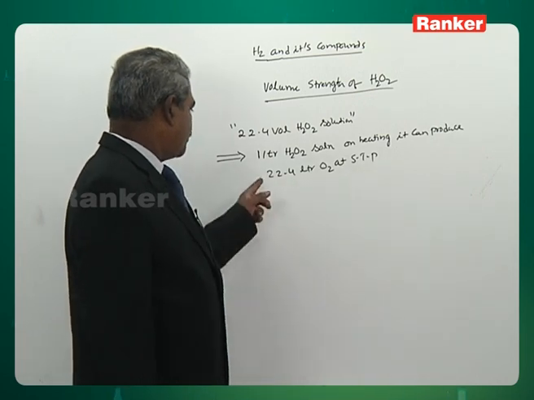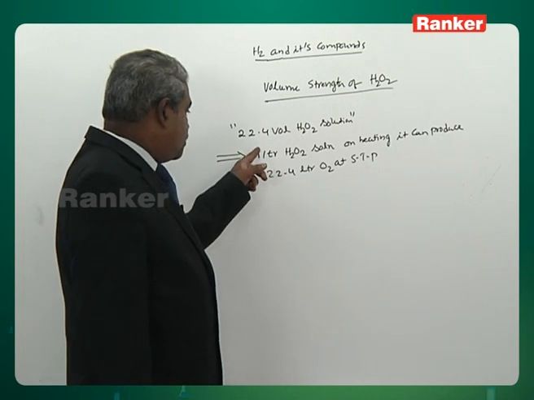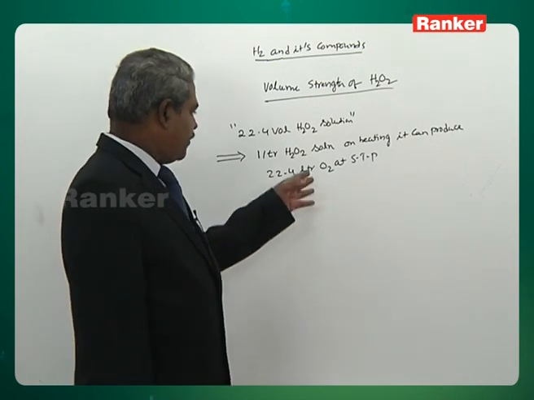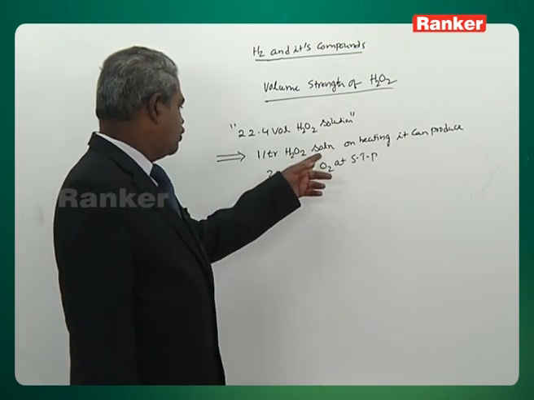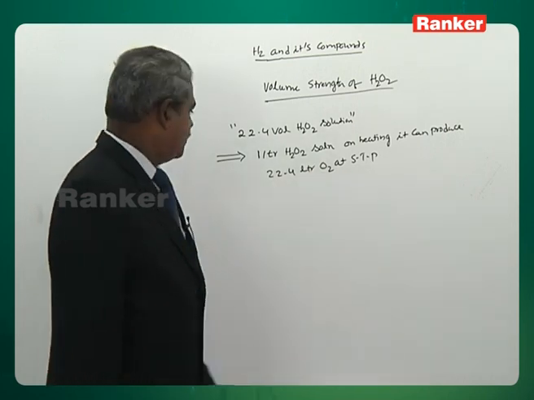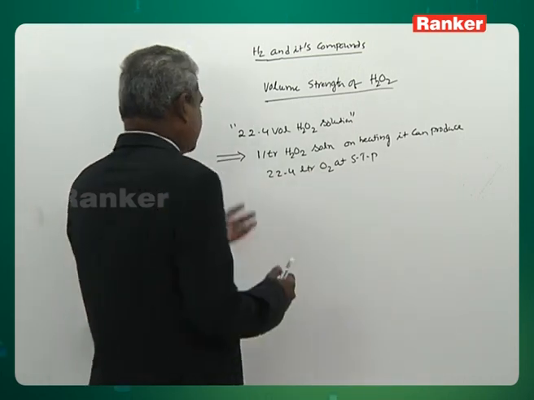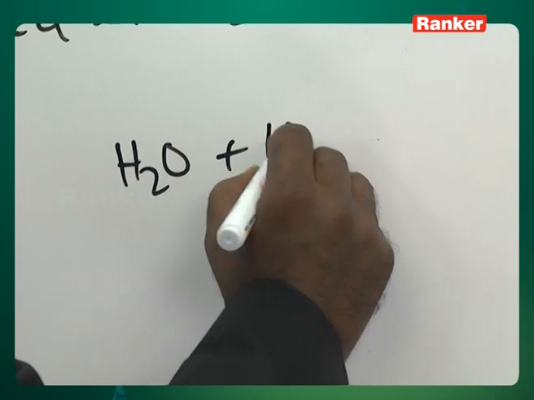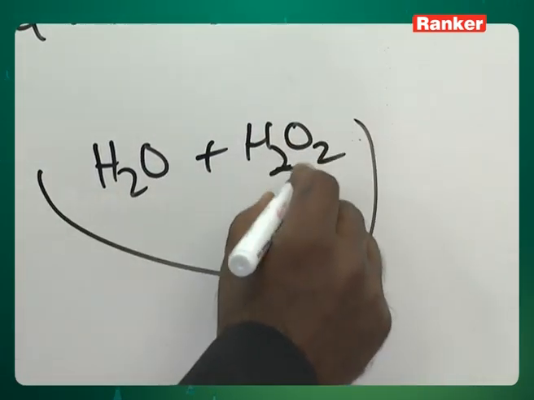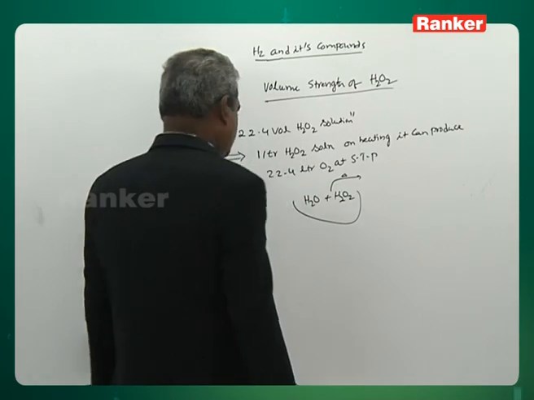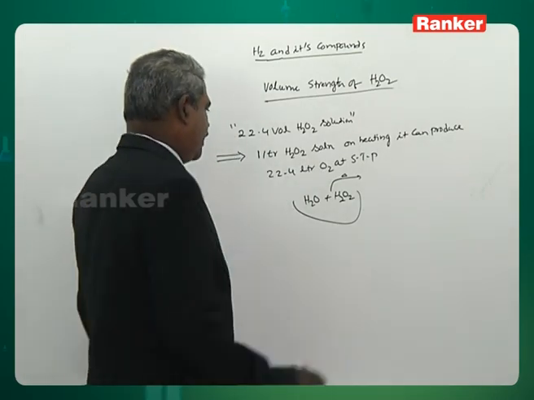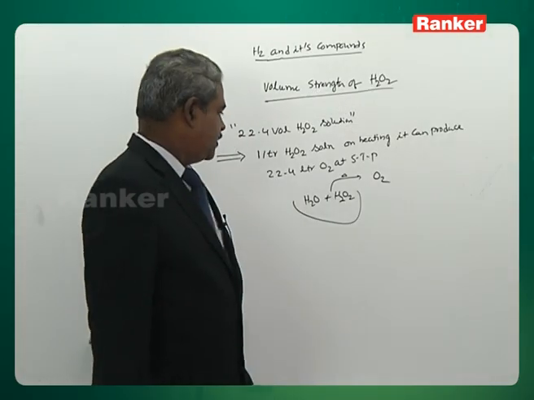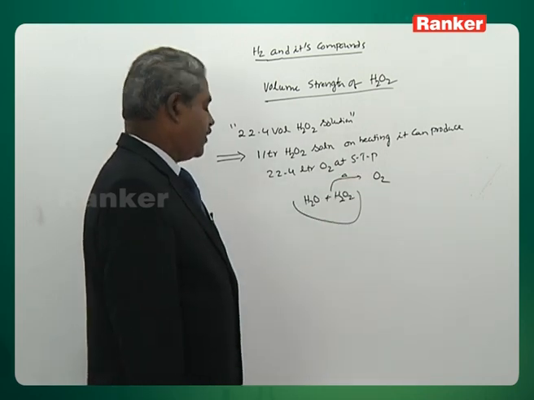You may be surprised how to get 22.4 liters from 1 liter. Remember, this is a solution, this is a gas at STP. So, volume of a gas can be anything. So, 1 liter H2O2 solution giving 22.4 liter oxygen at STP. Now, what does that mean? H2O2 solution, you have H2O plus H2O2, right? On heating, what will happen? Who will give oxygen? You know H2O won't give oxygen. H2O is very, very stable. It won't give any oxygen. Therefore, it is H2O2 only that is giving oxygen.